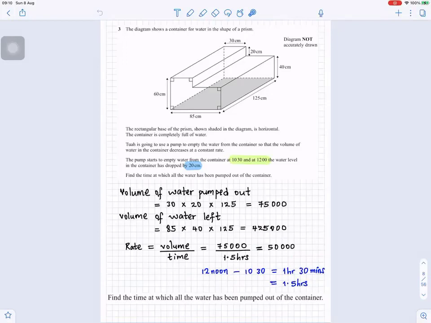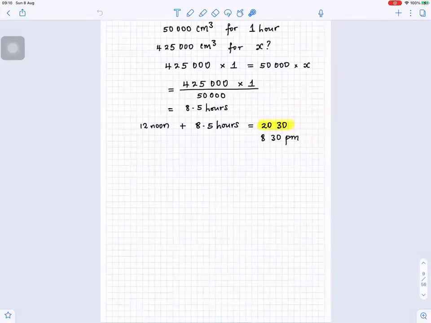So find the time at which all the water has been pumped out of the container. So 50,000 cubic centimeters for 1 hour. How long will it take for 425,000 cubic centimeters, for X? So you can cross multiply. 425,000 times 1 is equal to 50,000 times X. The 50,000 you take to the other side and it becomes divide. So 425,000 divided by 50,000 gives you 8.5 hours. Start at 12 noon plus 8.5 hours, it will take you to 20:30 or 8:30 p.m.